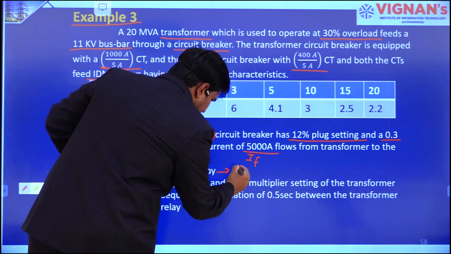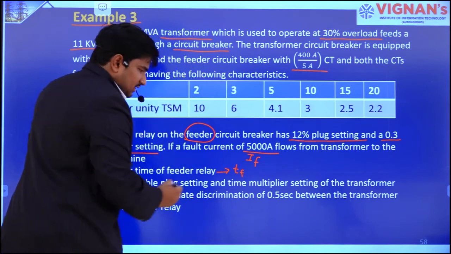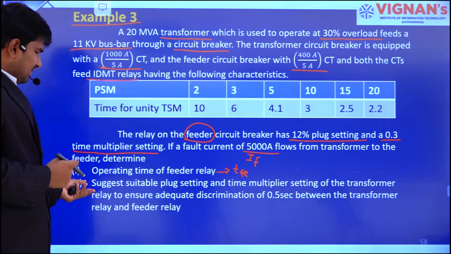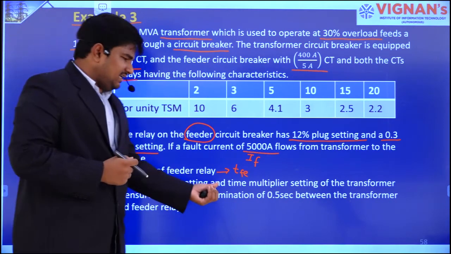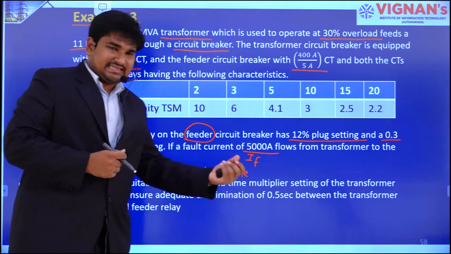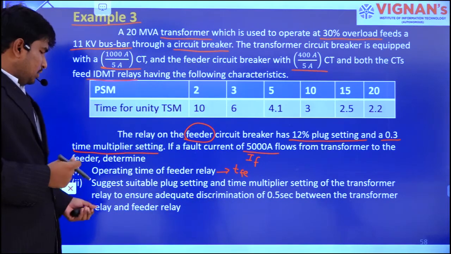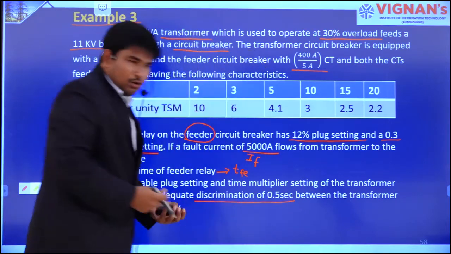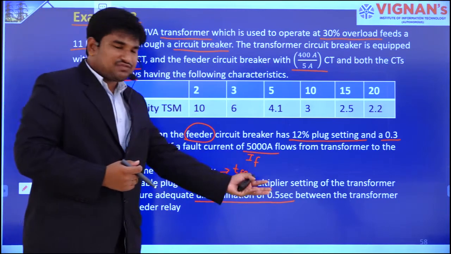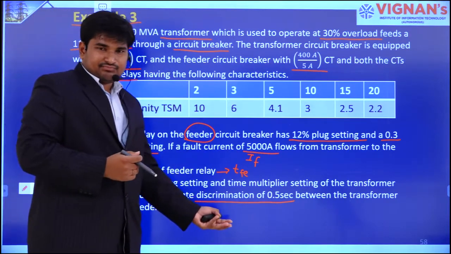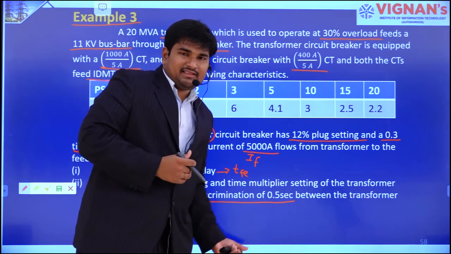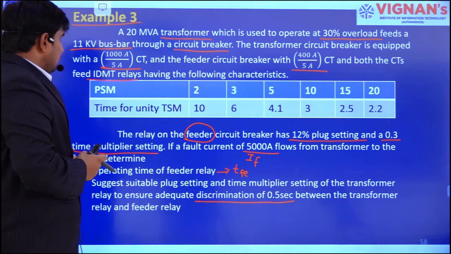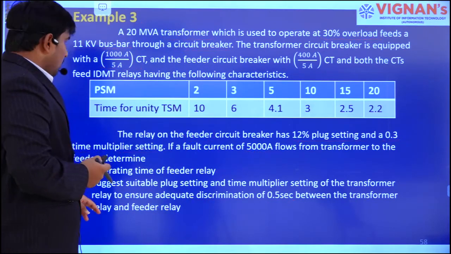The feeder operating time we have to find out, let us call it TF, feeder operating time. And the second one is to suggest a suitable plug setting and time multiplier setting of the transformer relay to ensure adequate discrimination of 0.5 seconds between the transformer relay and feeder relay. Again they have given a time delay between these two relays, that is 0.5 seconds only.